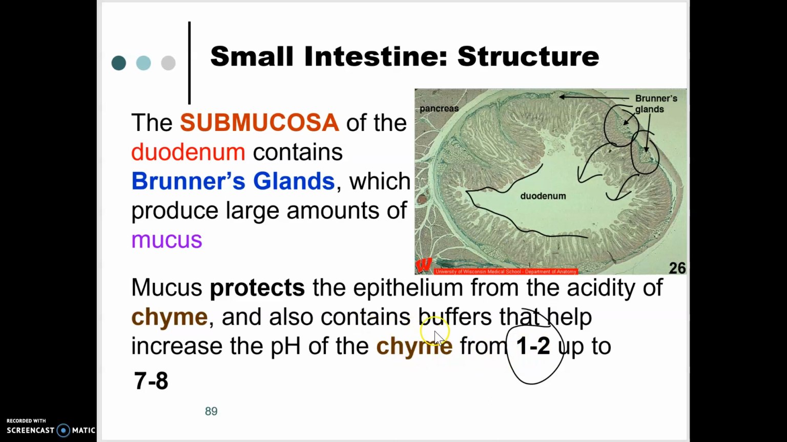It's also going to have some buffers that are going to help bring the pH of this chyme from 1.2 up to 7.8, which is less toxic to tissues, and it's also the pH that the enzymes in the small intestine will work at.